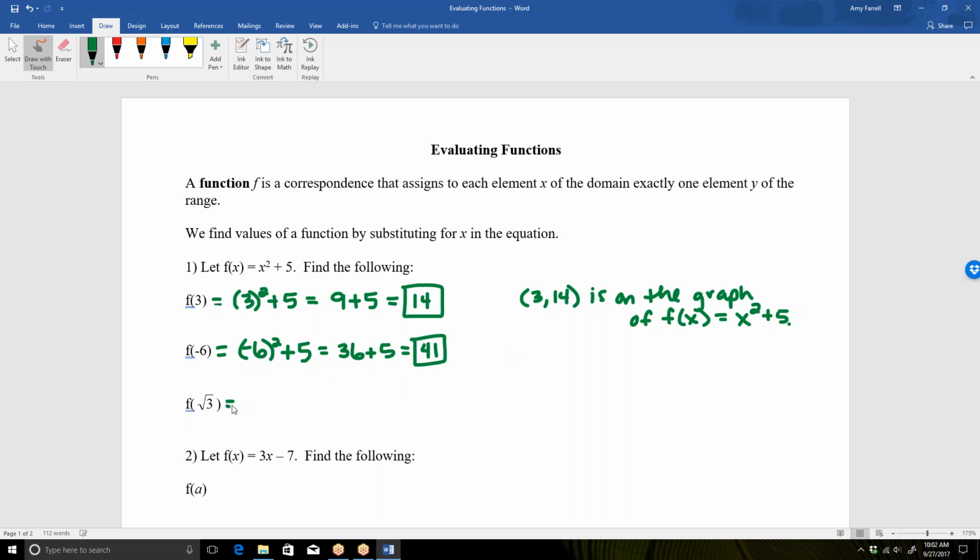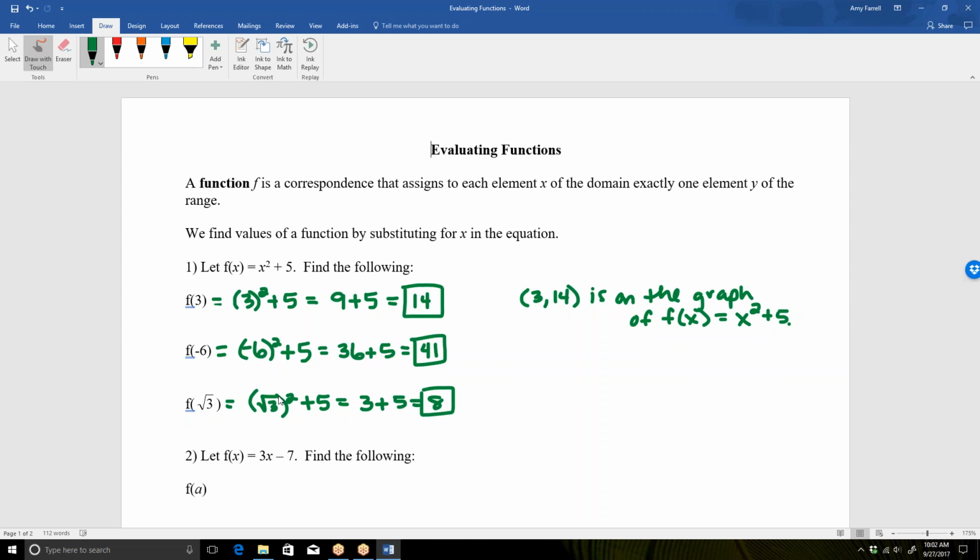Okay, one more for this function here, f of square root 3. Same thing, I'm going to substitute square root 3 into the equation for x. When you square the square root of 3, you just get 3. And 3 plus 5 is 8.